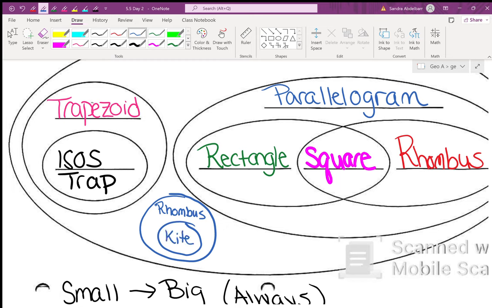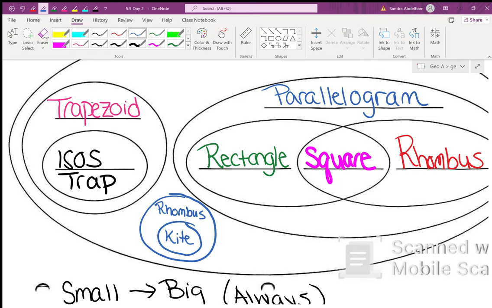So generally speaking, a kite is not a parallelogram. So it does not have the properties of a parallelogram. So it does not fall under the parallelogram circle. But because everything the kite can do, the rhombus can do better, this creates a little bit of a gray area for us. It's a little bit shady. A rhombus will always be a kite because it has all of its properties.